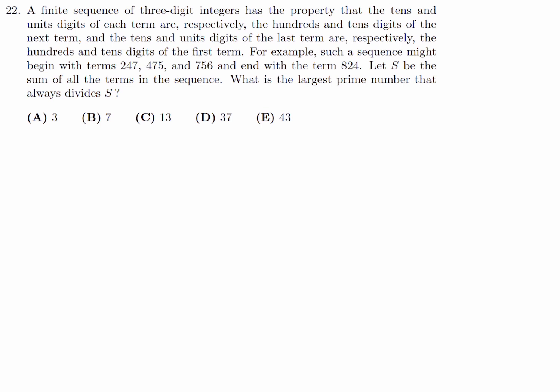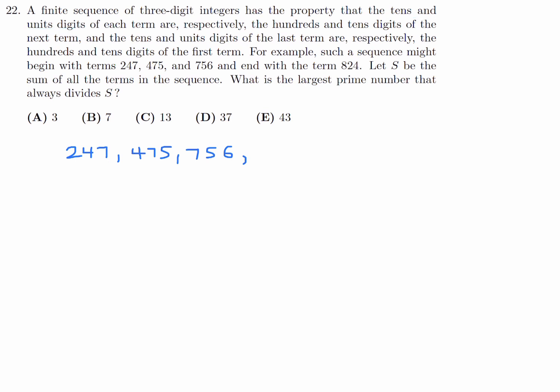So first, let's understand this question. They've given us an example, so let's just use that. 247, 475, 756, and then let's try to understand what they're doing. The tens and units digit of each term respectively, and the hundreds and tens digit of the next term, and the tens and units digit of the last term, and the hundreds and tens digit of the first term. Okay, so we got to think about this here.